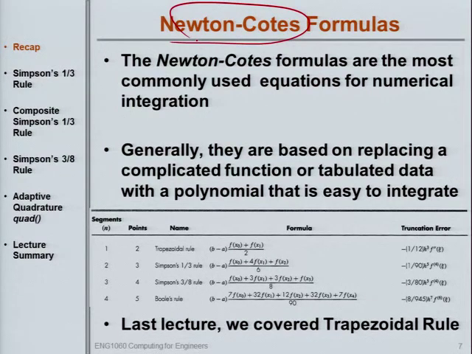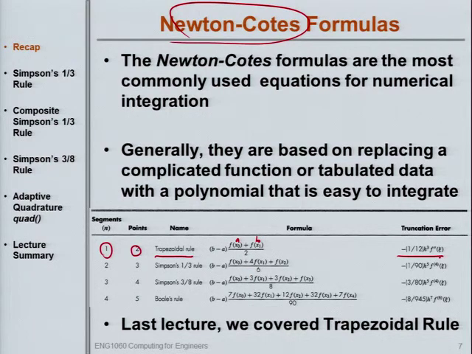So if we have a look at the table down here, if we have one segment, it means we have 2 points, and we have the trapezoidal rule. We've already looked at it. It's b minus a, where b is the right-hand value and a is the left-hand value, times the function value, well, this should really be the function value at a and the function value at b, divided by 2. So that's the trapezoidal rule, which we did last lecture. And across here is the truncation error.